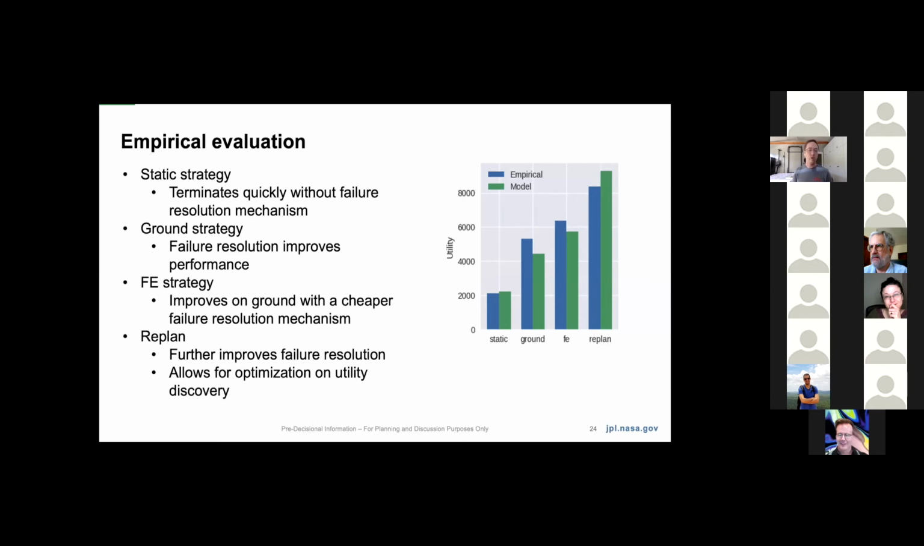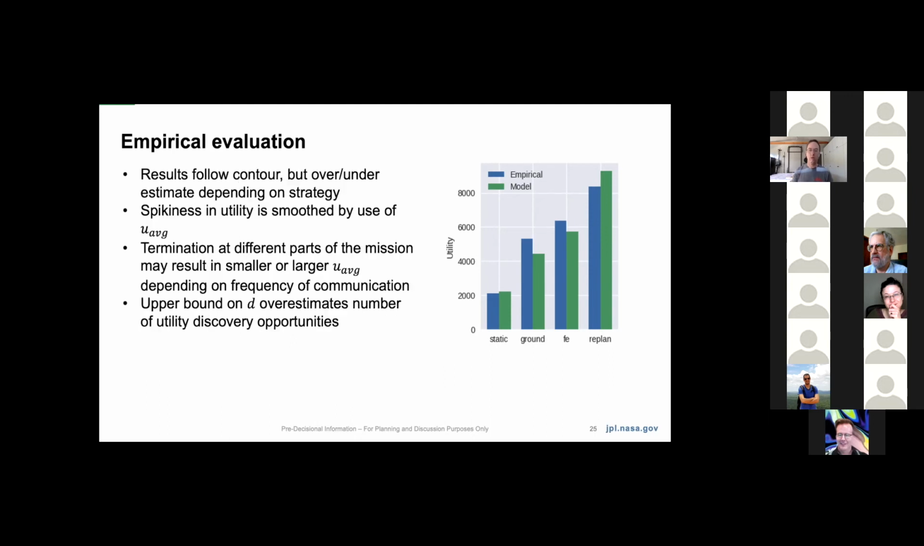With the flexible execution strategy, we're able to see a little bit higher utility. And then with our replanning strategy, we see an additional improvement, which we suspect is due both to gaining back some energy with this improved failure resolution and being able to capitalize on the additional utility discovery that we make during execution.